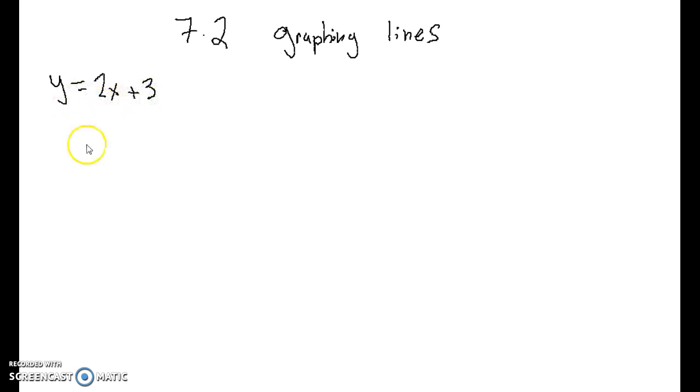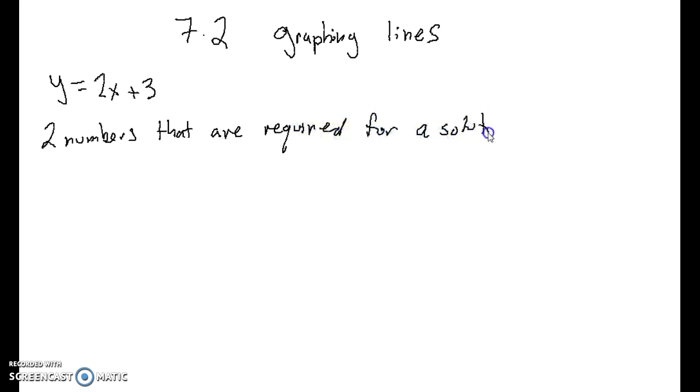Notice that we have two variables. We're only used to seeing equations with one variable, but now we have two variables in our equation. That means there are going to be two numbers required for a solution. Those two numbers are your ordered pair, which has both the x and the y coordinate, which we've plotted before.